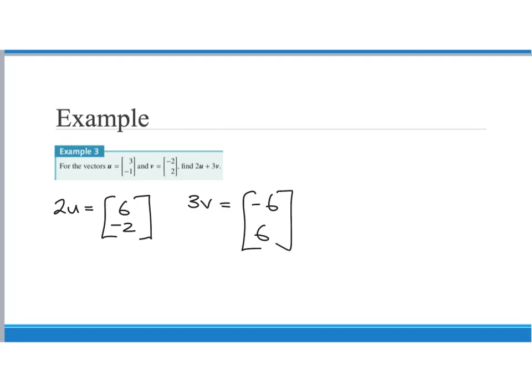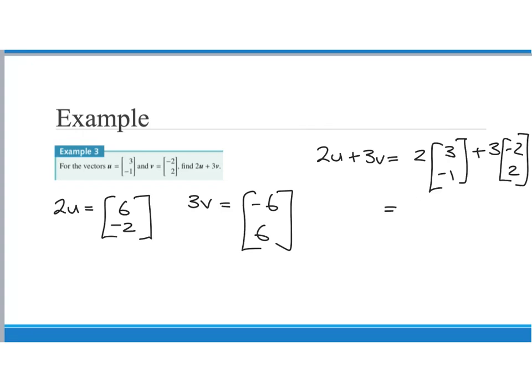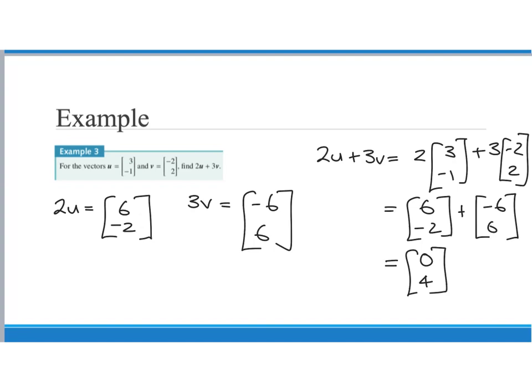So probably an even better way of writing it out is 2u plus 3v is equal to 2 lots of 3, negative 1, plus 3 lots of negative 2, 2. And we know that, as we've already found these, 6, negative 2 plus negative 6, 6. So that's going to give us 0, 4. What that means is this vector here is going to go across 0 and up 4. I hope that makes sense on how to do that one.